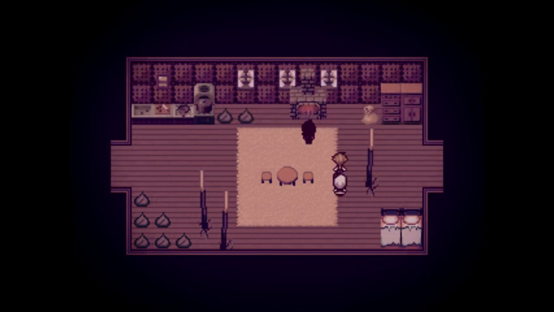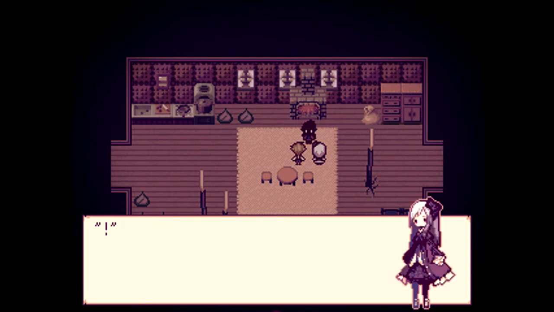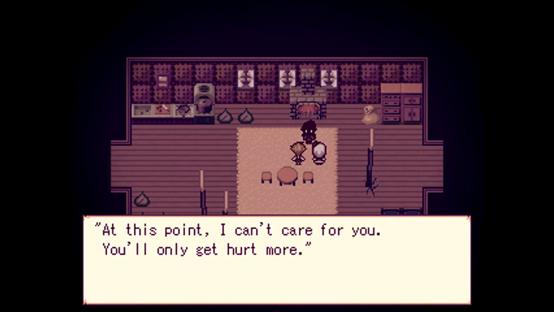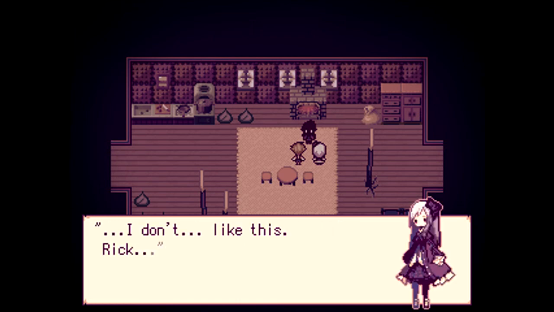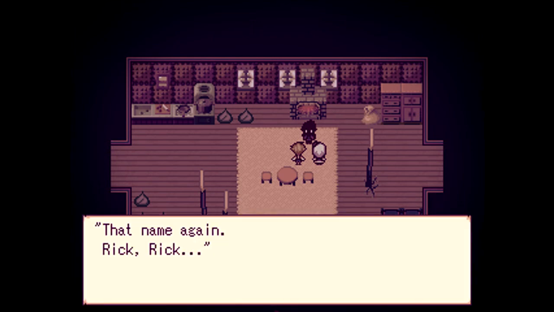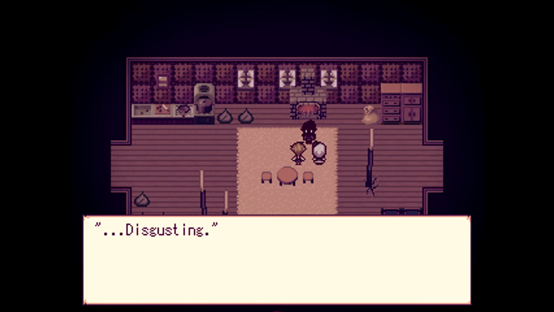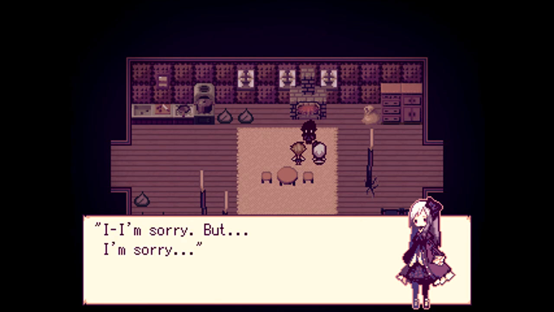Oh, what do we got here? Who are you? Why did you come back? I always put you far down unknown roads. At this point, I can't care for you. You only get hurt more. So then, why even come back? I don't like this. Rick. That name again. Rick? Who is that you keep talking to? There's no one here but me, my husband, and you. Disgusting. He exists. He definitely exists. Why? How can you... I'm sorry.